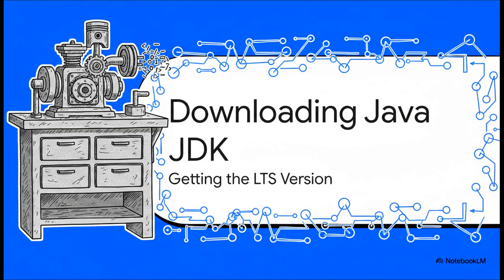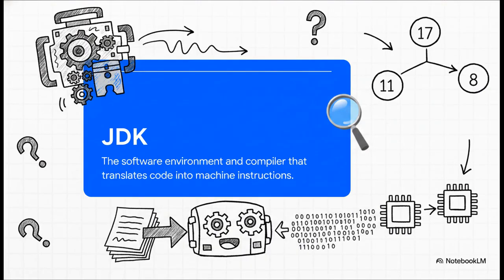Okay, step 3, downloading the Java JDK, specifically getting the LTS version. With our workbench selected, let's go grab the actual engine that translates our code, the JDK. We'll be downloading the Oracle JDK. Without it, your computer just looks at your Java code like it's a completely foreign language. The JDK contains the compiler, which acts as a master translator, turning your human-readable, typed code into the binary instructions that your computer hardware can actually execute.